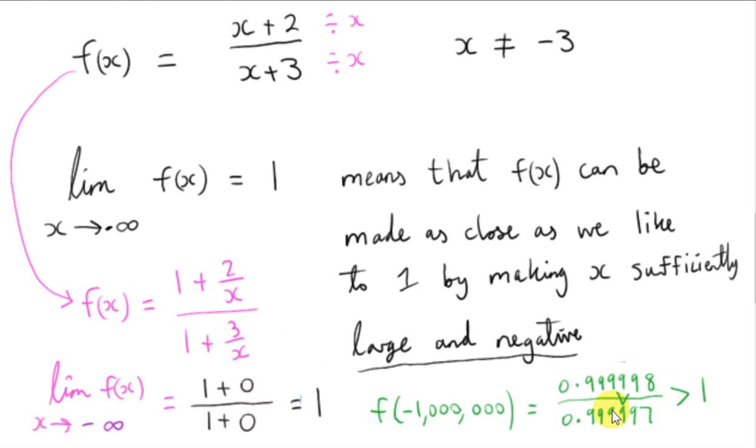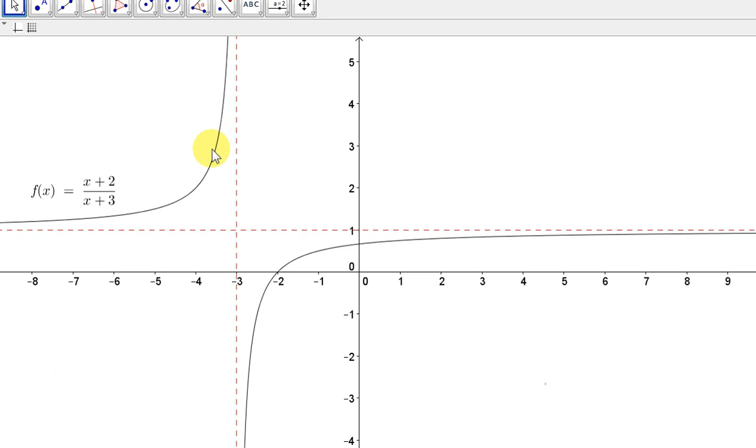But it's very close to 1. So if we look at the graph, f of x is greater than 1 for large negative values of x. We're not going to worry about what happens around minus 3. We'll cover that later on. But for large negative x, the value of the function is greater than 1, but it's approaching 1.